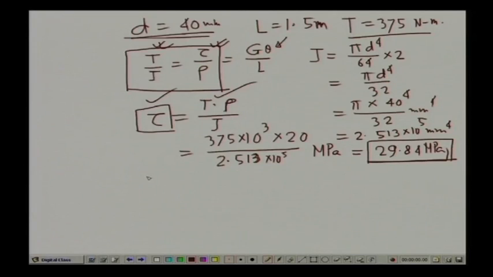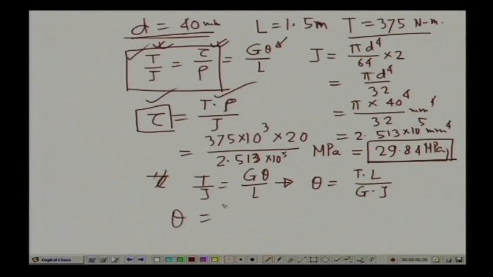So, since the twisting moment is given, let us take T by J is equal to G theta by L. From this expression we get theta as T times L by G J. Now, T is equal to 375, so theta is equal to 375 into 10 to the power 3 Newton millimeter. Length is 1.5 meter, so it is 1500.